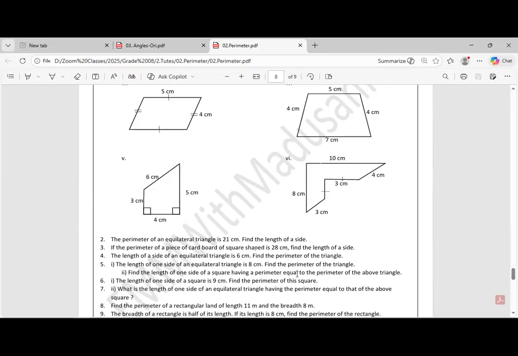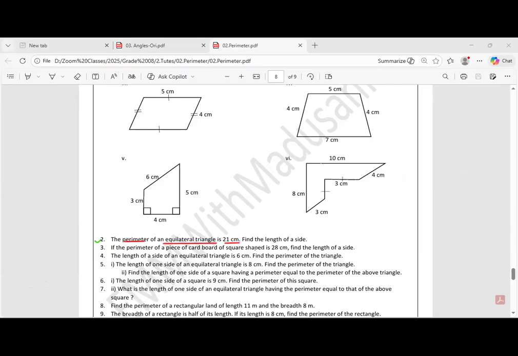Right. So I will do the second one. So it is very easy, right? The thing that you need to understand is the story. The perimeter of an equilateral triangle is 21 centimeters. Find the length of a side. So the most important keywords that we need to use are equilateral triangle and 21 centimeters, which is our perimeter. Right? So how are we going to do that?